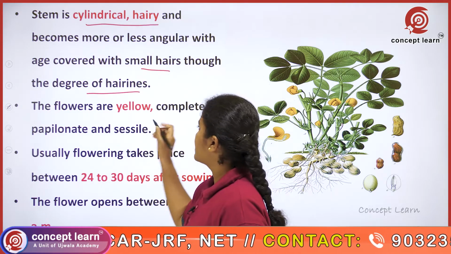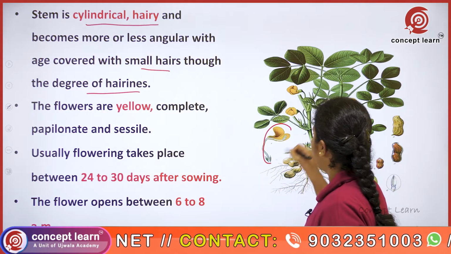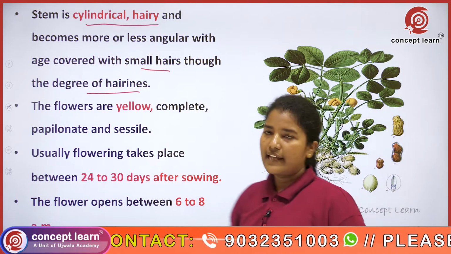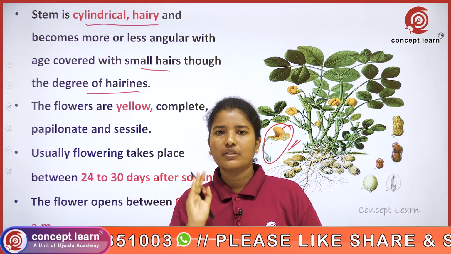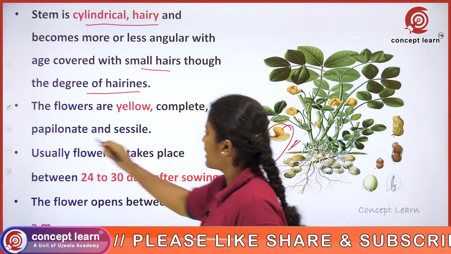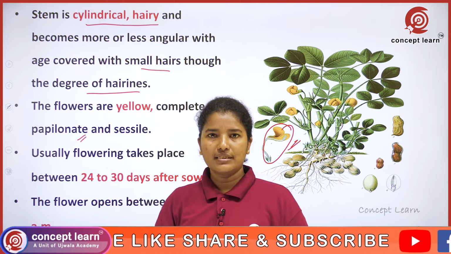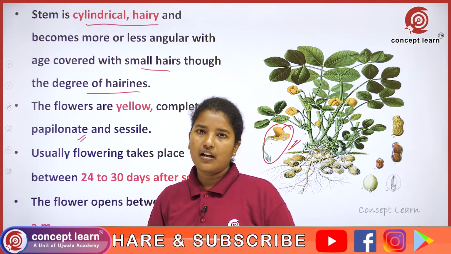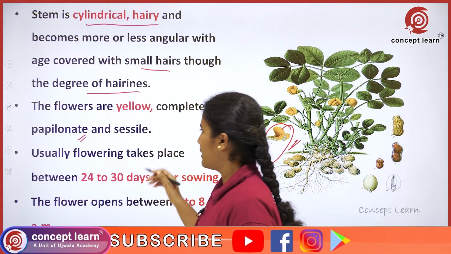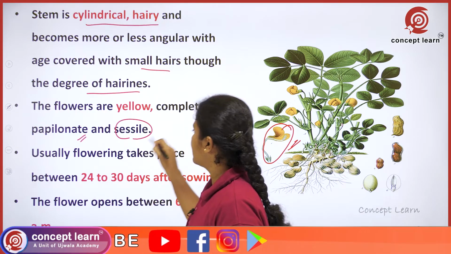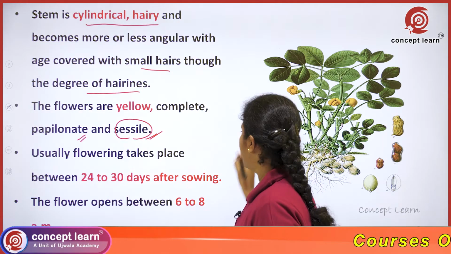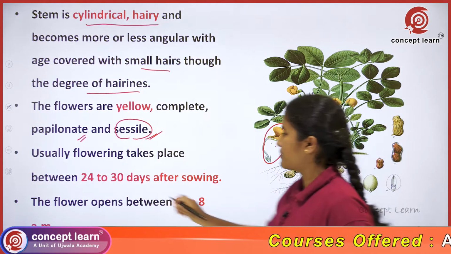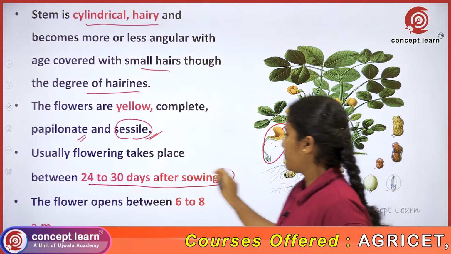Now the flowers are yellow in color. They are complete, that is, they contain all the 4 organs which a flower should possess, and also they are papilionate. All the Leguminosae or Fabaceae family members have papilionate flowers, and also they are sessile. They don't have a pedicel. Usually flowering takes place 24 to 30 days after sowing.